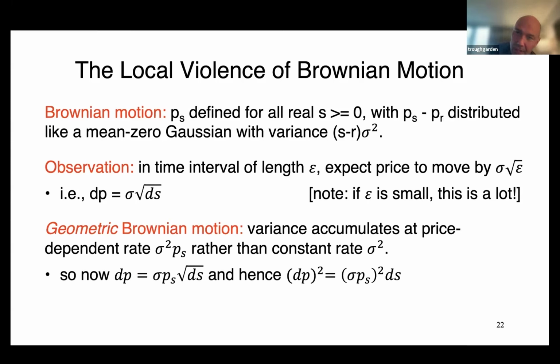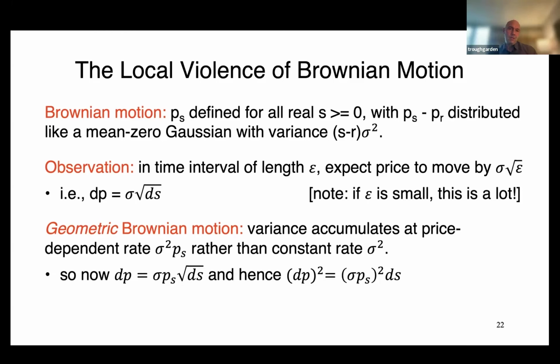So actually what we generally want to use is not Brownian motion, but geometric Brownian motion, which just says basically everything is scaled by the current price. There are different ways to think about it. One way is you're doing Brownian motion in the exponent of the price rather than on the price itself. Or you can think about variance accumulating over time, not at a constant rate of sigma squared like before, but rather with a price scaled sigma squared P_s.